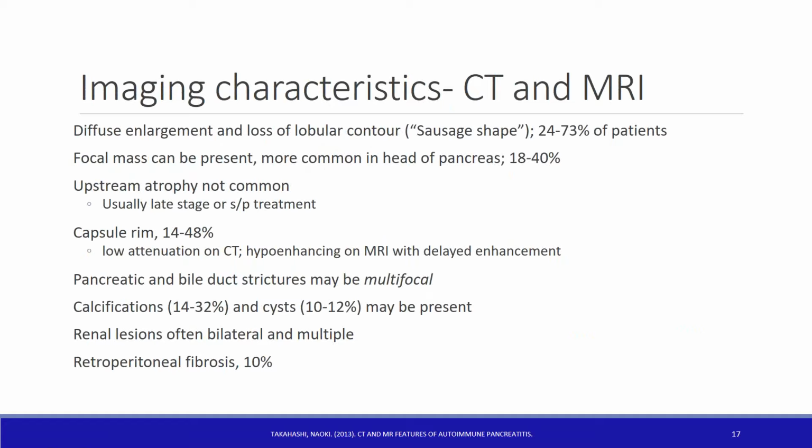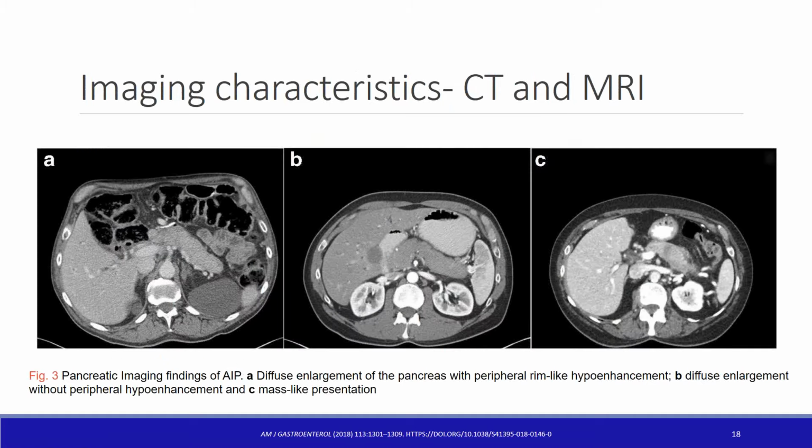A capsule-like rim is very characteristic for autoimmune pancreatitis. This is hypo-enhancing, in contrast to the hyper-enhancing rim of malignancy, and that's because this is really pancreatic inflammation as opposed to compression from a malignancy. When we see either pancreatic or biliary ductal strictures, they are often multifocal, and calcifications and cysts may be present in a small percentage of patients. When patients have kidney lesions, they're typically multifocal, bilateral, and again, retroperitoneal fibrosis can occur.